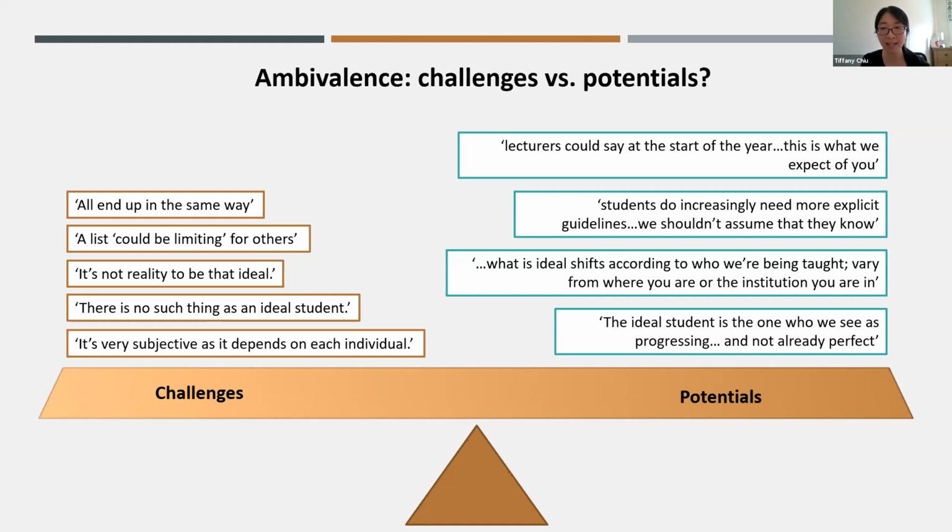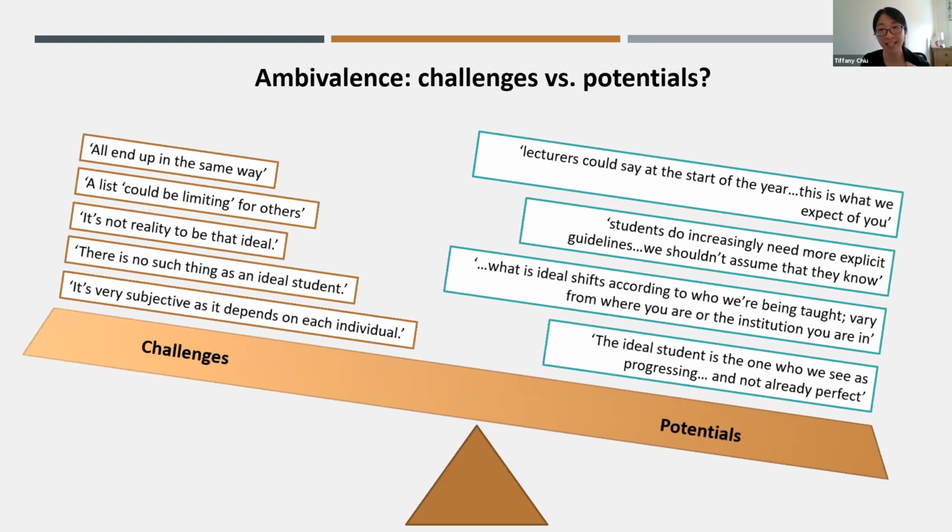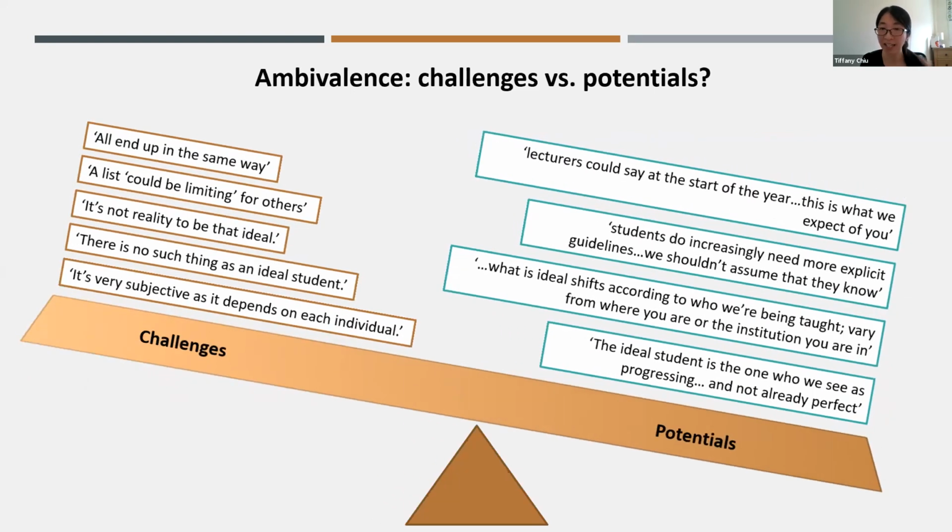So we see the concept of ideal student has more potentials than the challenges. So this can be seen as a kind of thinking tool to better understand the expectations and experiences of university students, which we believe is central to inclusive learning and teaching practice. So the concept of ideal can offer students an opportunity to situate, to reflect, and to negotiate the features that are considered to be desirable in a university student.